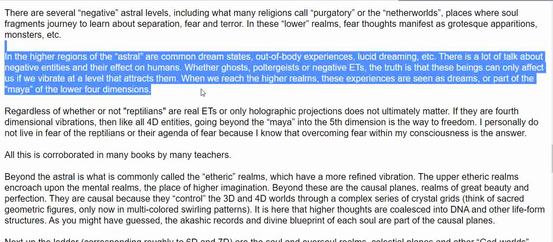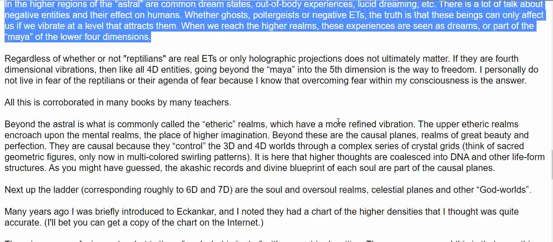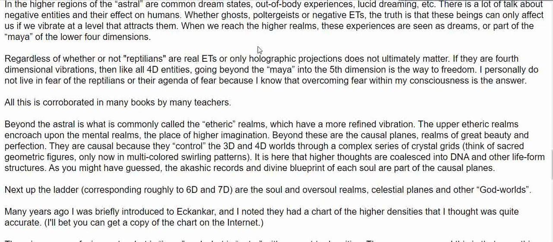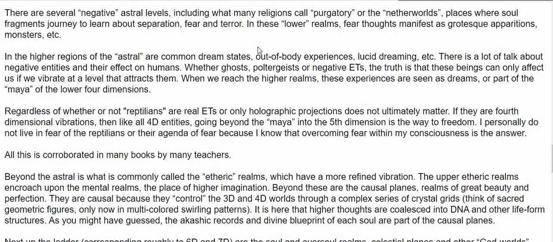Whether ghosts, poltergeists, or negativities, and the devils, the truth is that these beings can only affect us if we vibrate at a level that attracts them. When we reach the higher realms, these experiences are seen as dreams or part of the Maya of the lower four dimensions. Maya is an illusion, okay?